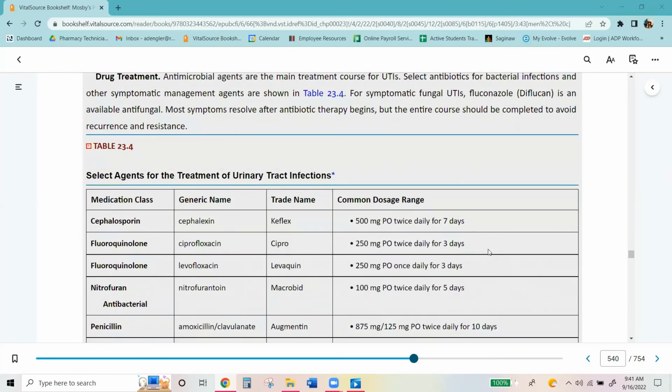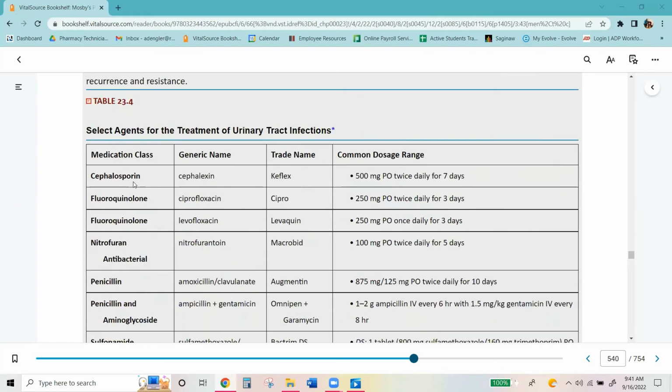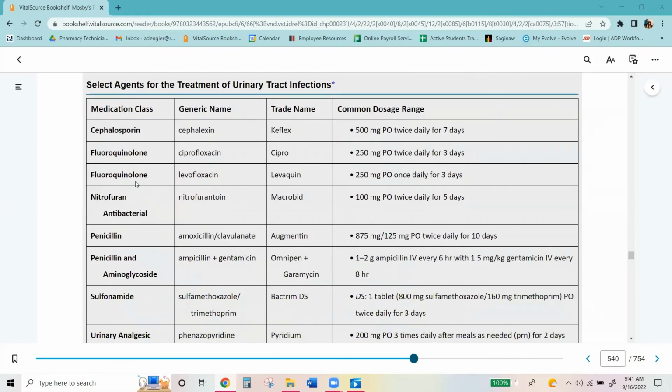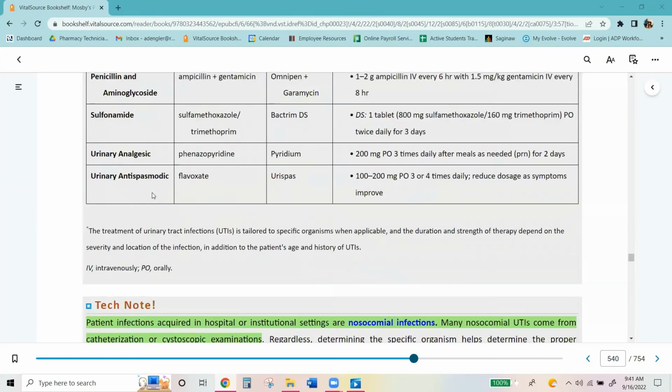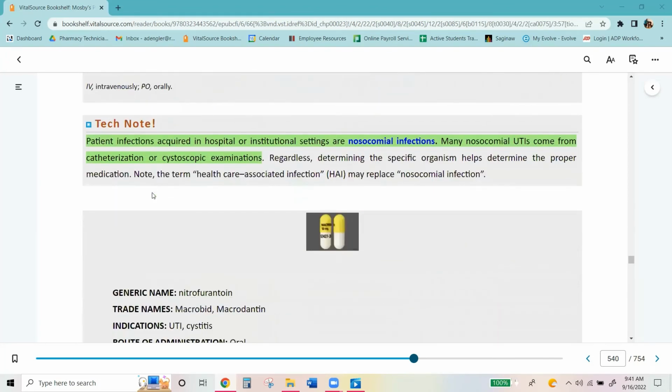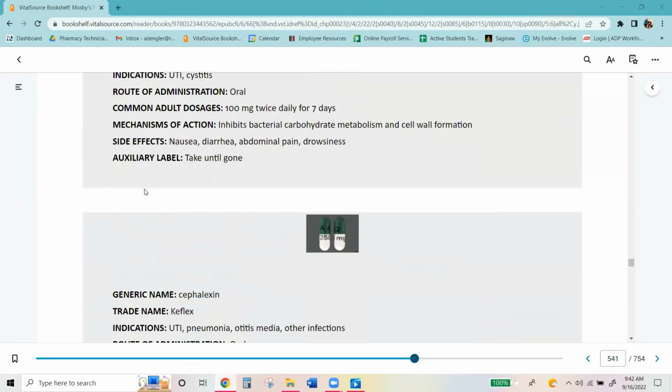And we have select agents for the treatment of urinary tract infections. Mostly antibiotics on there. Patients' infections acquired in hospital or institutional settings are nosocomial infections. Many nosocomial UTIs come from catheterization or cystoscopic examinations.